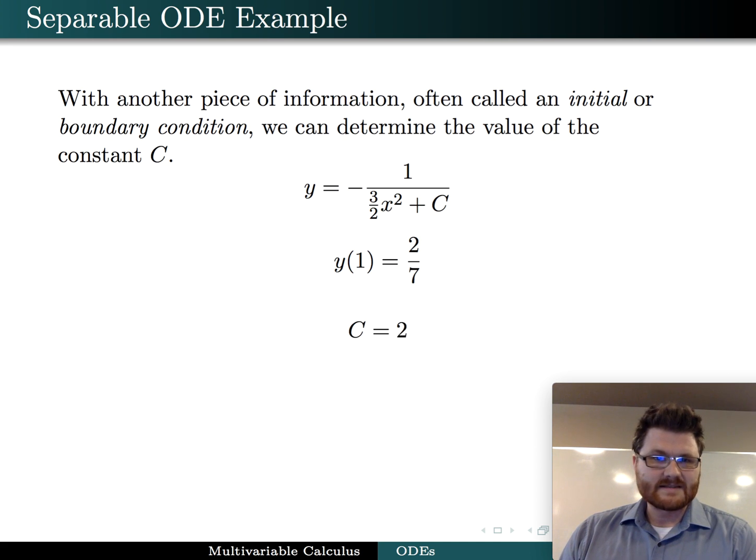Doing that, we find that c must be 2. And so for the differential equation with the condition that when x is 1, y is 2/7, this is the particular solution for that. This is the one and only one solution that makes that differential equation true, as well as satisfies the initial condition. So that's separable ODEs.